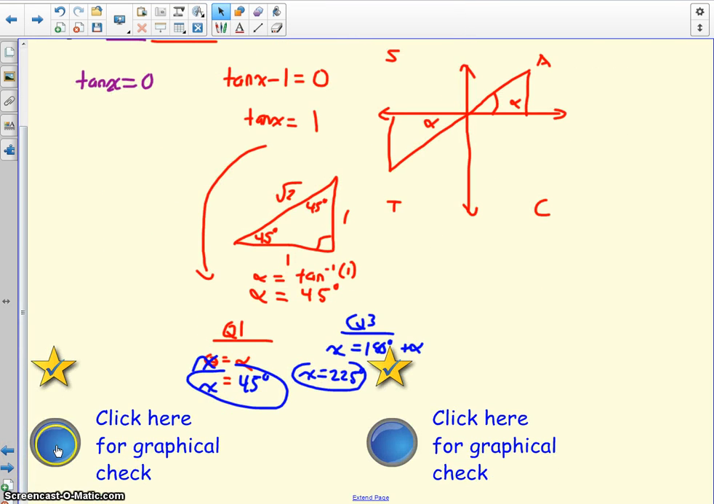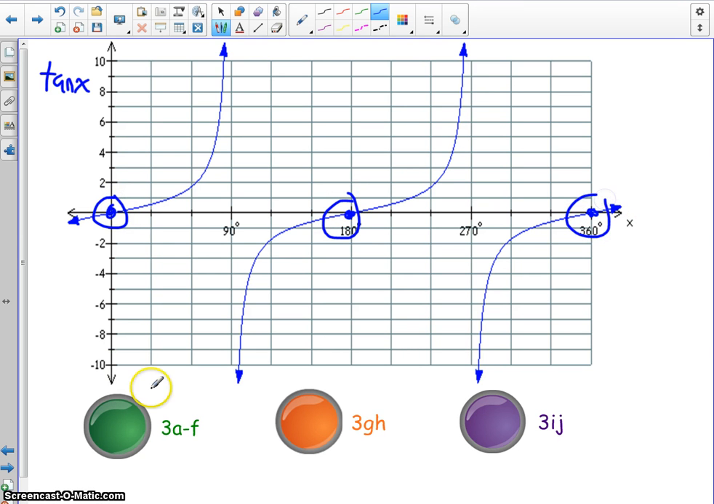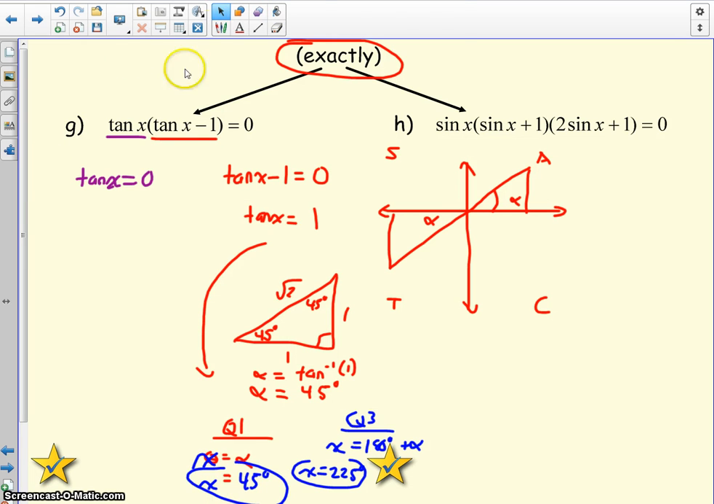So let's go take a look at the graph here. Okay, so here's tan x, and it's graphed from 0 to 360. So where is tan x equal to 0? Well, you can see on the graph it happens 3 times. Once, twice, and 3 times. So you have 3 possible solutions: 0, 180 degrees, and 360 degrees. So knowing the graph there will help us get our answers for that one.